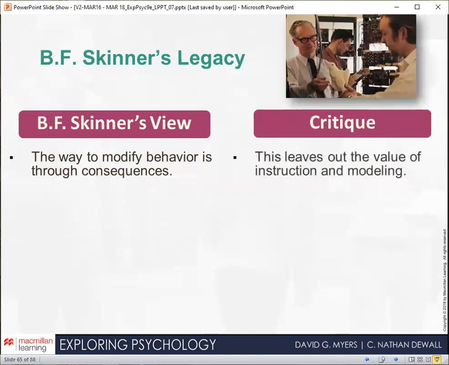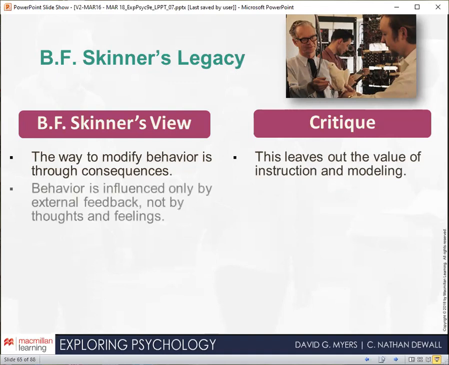This leaves out the value of instruction and modeling. So basically, modifying behavior through consequences is one thing, but we need to try to instruct, to tell people what the right things are to do, as well as to model the proper behaviors.